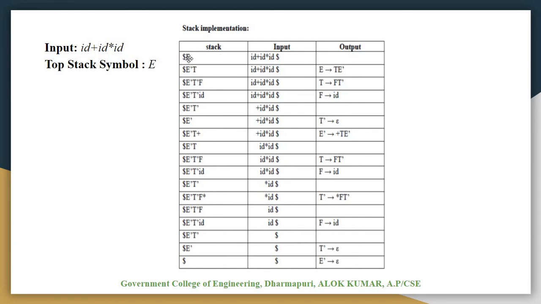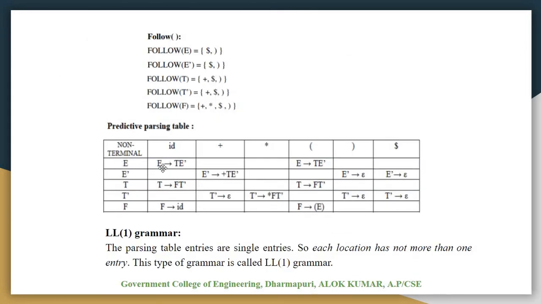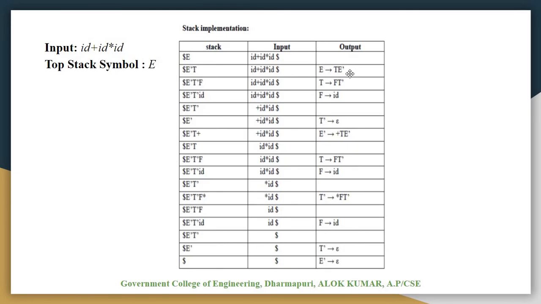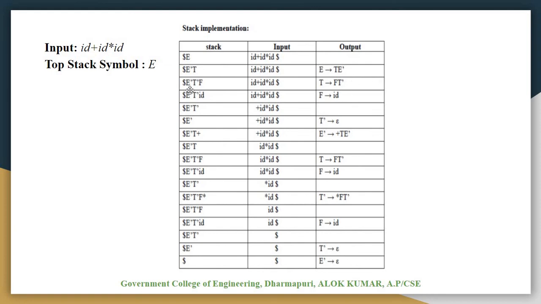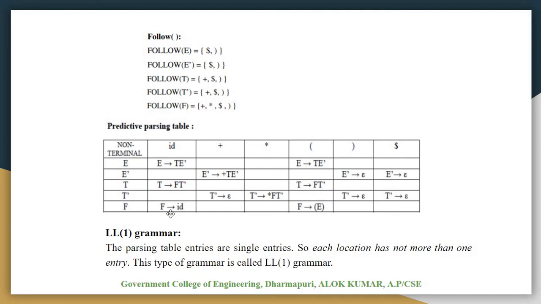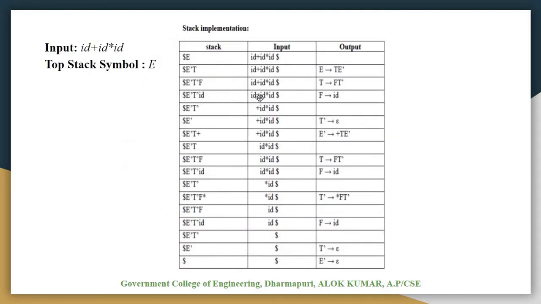Here we check E over ID in this table: E arrow T dash. Okay, E arrow T dash. We pop E and push in reverse, so E dash T. After that we see T over ID, which is T arrow F T dash. We pop T and push T dash F. Then we check F over ID, which is F arrow ID, so we pop F and replace it with ID, and then pop ID.